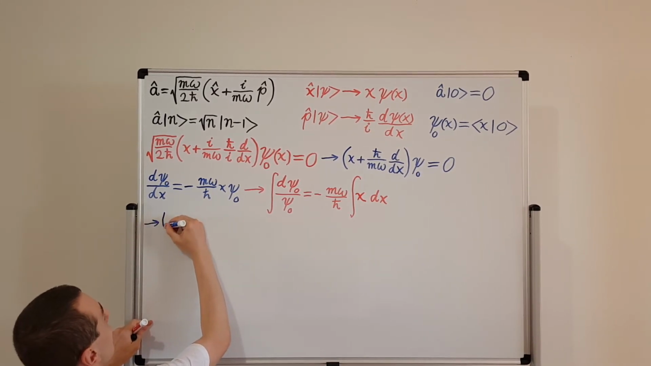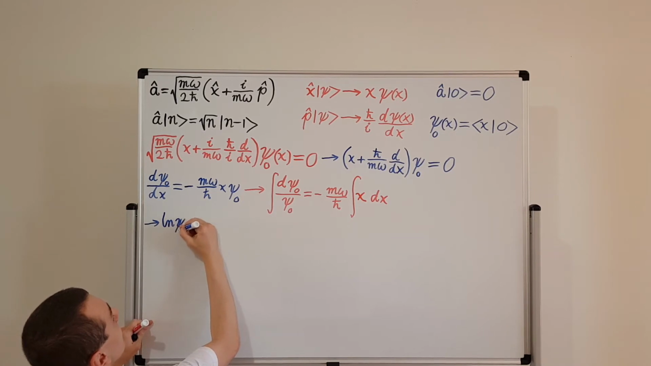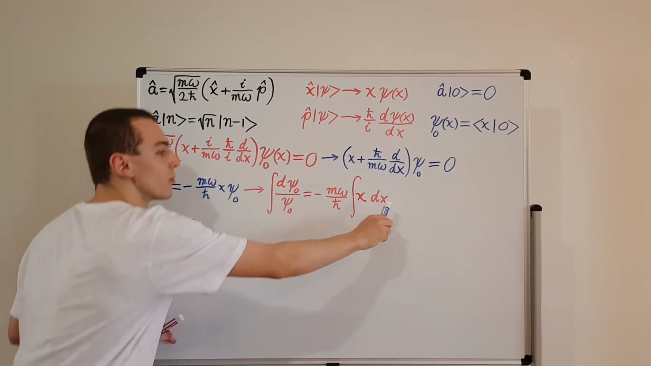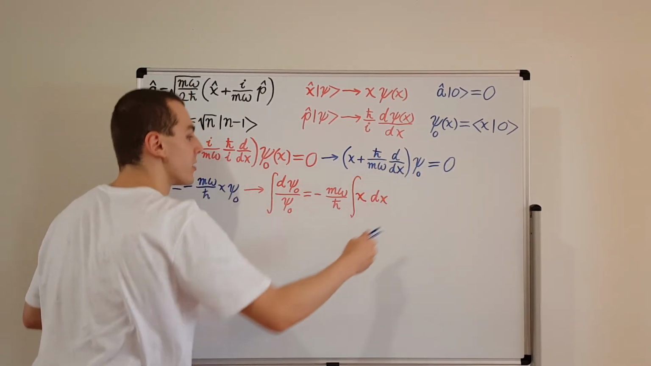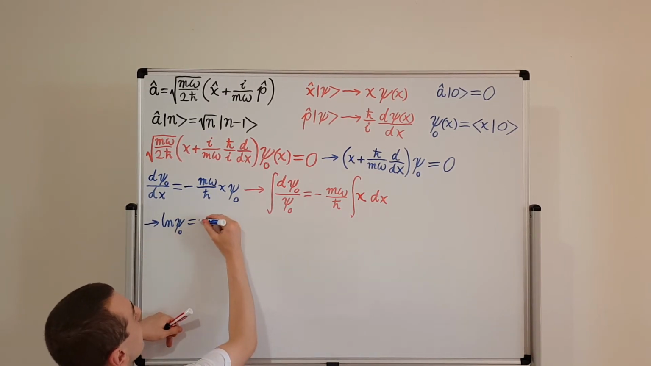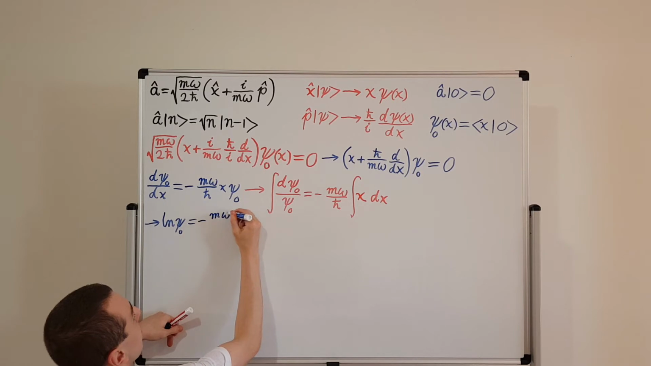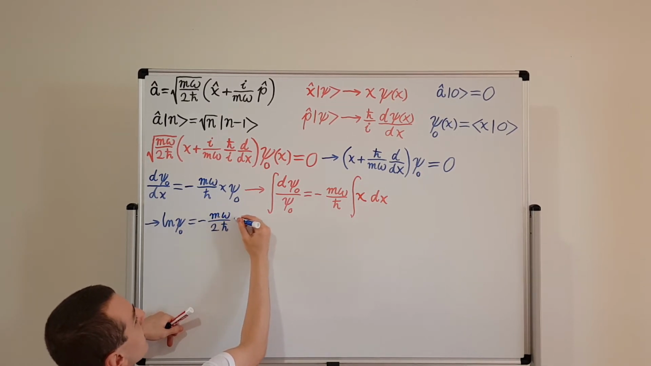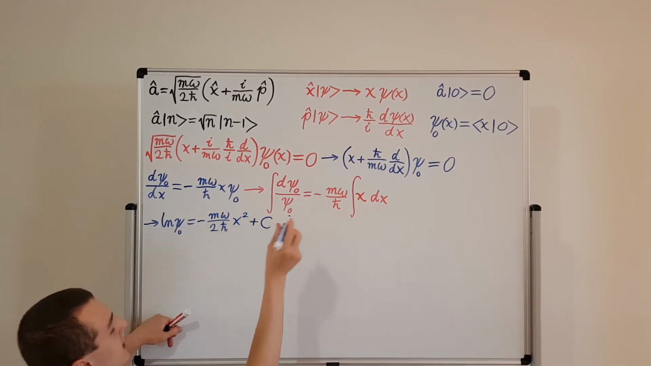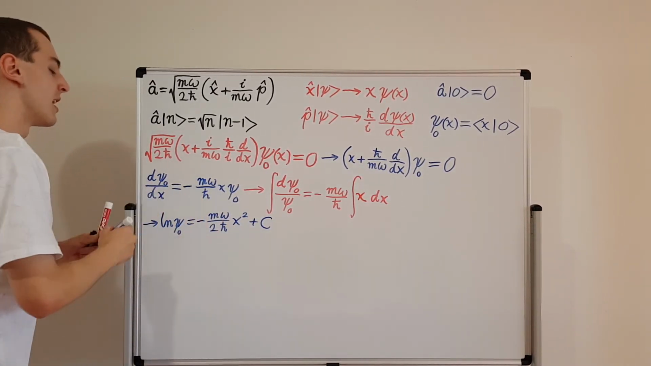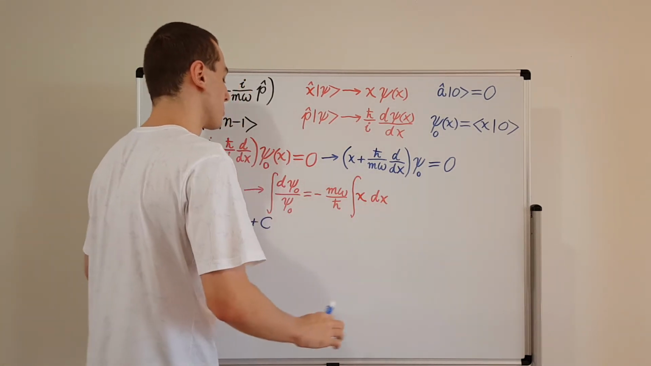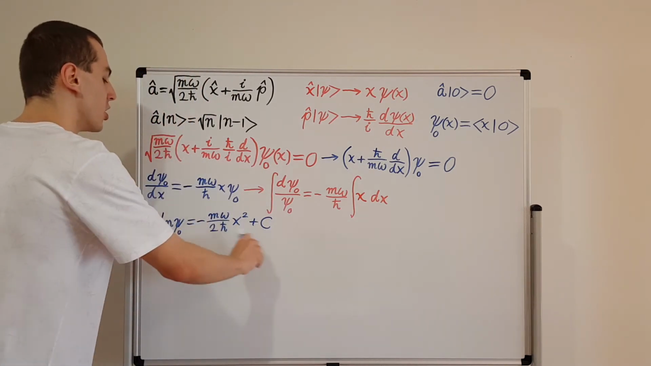So we're going to have natural log of psi sub 0 is equal to, what's going to happen on the right-hand side? Well, we're integrating x with respect to x. That's going to give x squared over 2. So we're going to have to divide by a factor of 2, and that's going to give us minus m omega on 2h bar times x squared, and we need to have a plus c, some constant, right? This is our constant of integration. This constant is necessary because we don't have any bounds over here. These guys are indefinite integrals, so we have to put a constant of integration over here.